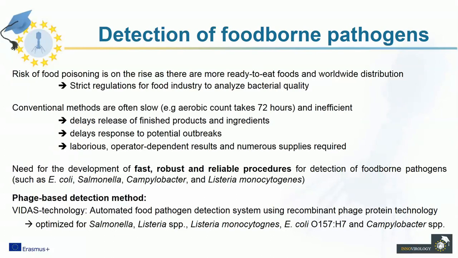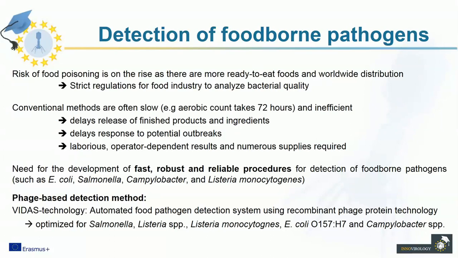Such slow diagnostic methods result in a delayed release of the finished food products and ingredients, requiring more storage capacity as well as a slower response to potential outbreaks. Furthermore, these techniques are often labor-intensive, operator-dependent, and require many consumables. Phage-based diagnostics could offer the tools to circumvent some of these drawbacks and design fast, robust, and reliable procedures to detect important foodborne pathogens like E. coli, Salmonella, Campylobacter, and Listeria monocytogenes.